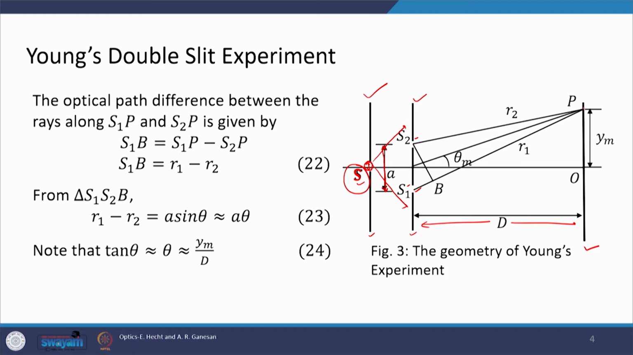Now, the point of observation is on the observation plane. Suppose the distance between S1 and P is R1, while the distance between S2 and P is R2. If we want to calculate the path difference of the waves interfering at point P, starting from sources S1 and S2 respectively, we have to draw a perpendicular from S2 on S1P, and S2B is the perpendicular. Now, the path difference would be S1B.